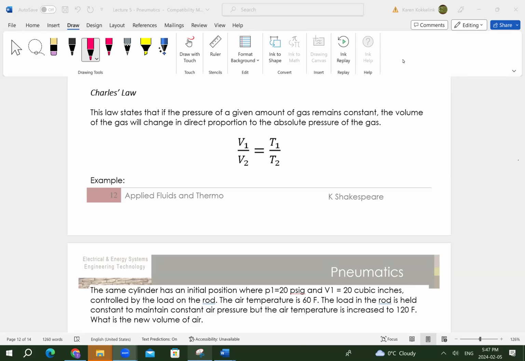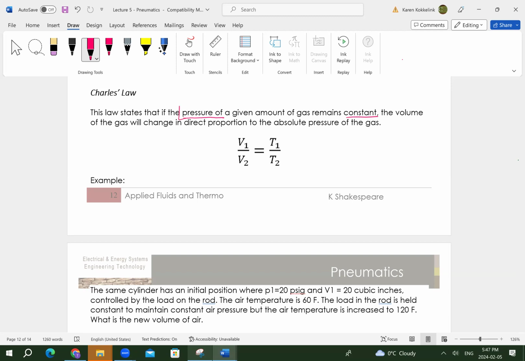We talked about the ideal gas law, and that really is only one law. But if we want to talk about all the separate laws, one of them is called Charles' law, and it states that if the pressure remains constant, then it says what's going to happen to the volume and the temperature.